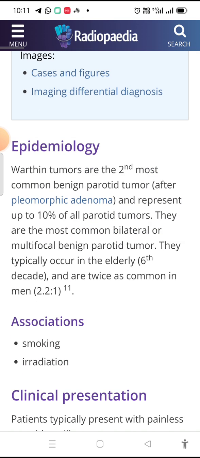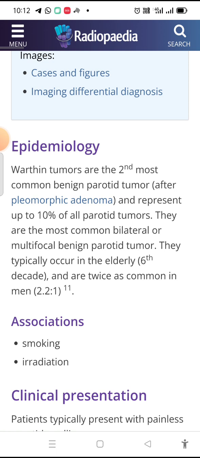Epidemiology. Warthin's tumors are the second most common benign parotid tumors and represent 10% of all parotid tumors. They are the most common bilateral or multifocal benign parotid tumors, and they typically occur in the elderly, that is, the sixth decade of life, and are twice as common in men. It has been associated with smoking and irradiation.